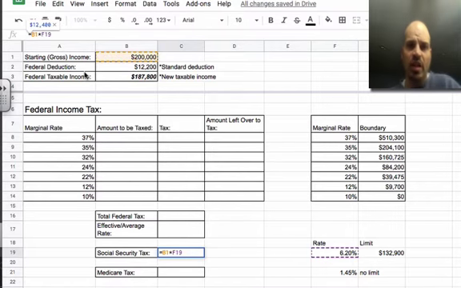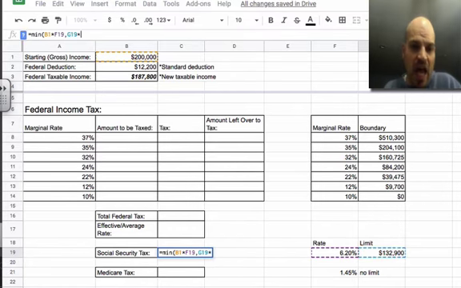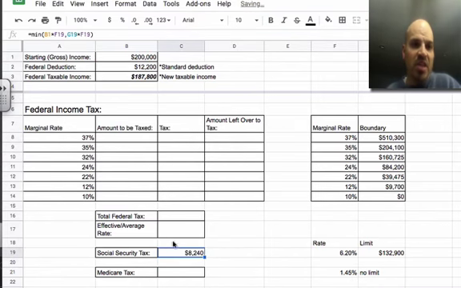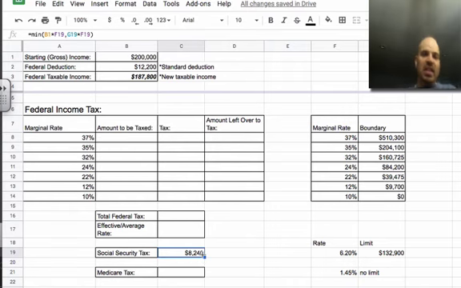And one way we can adjust this is we can do the minimum. We can do the minimum, the smaller of the number we just computed, or the limit times the rate. And this will give us the smaller of the two. So $8,240 is the maximum amount anybody can actually be taxed from Social Security in a given year.